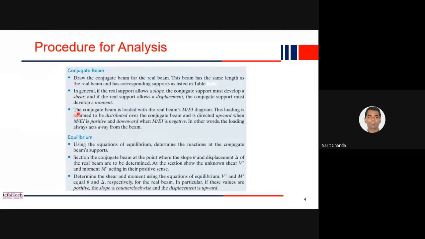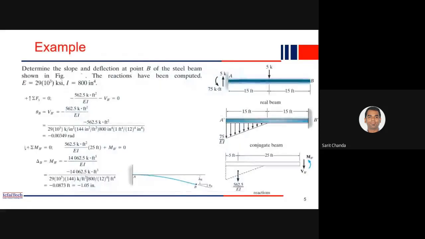So what will be the loading in the conjugate beam? The loading will simply be the M by EI diagram of the real beam. Once you draw the conjugate beam, then using equilibrium equations, find out the reactions at the conjugate beam, and then find out the shear force and bending moment. That will be equivalent to the slope and deflection in the real beam.